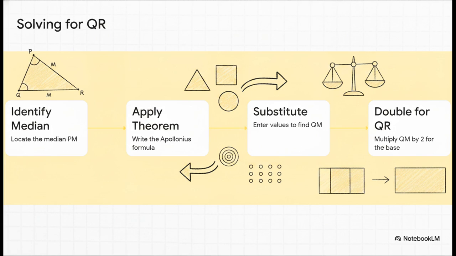9 squared is 81. 2 times 81 is 162. We bring 162 to the other side. 290 minus 162 gives us 128. Divide by 2, and we get QM squared equals 64. Taking the square root, QM equals 8. Finally, step 4, since QM is only half the base, we double it. 2 multiplied by 8 gives us our final answer, QR equals 16. A complex problem solved in just 4 easy steps.